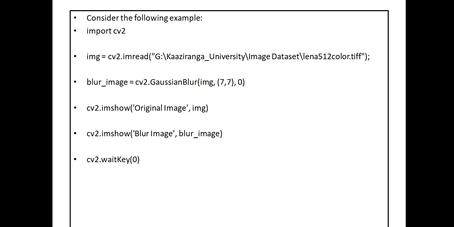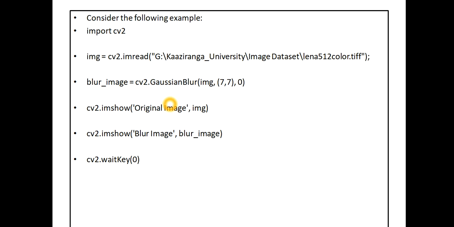Now compare these two images, the original one and the blurred one, and tell me through a comment what changes you have seen in the output image after implementing this Gaussian blur function. Clear? Don't forget to comment after going through the practical. I'll look at your comment.